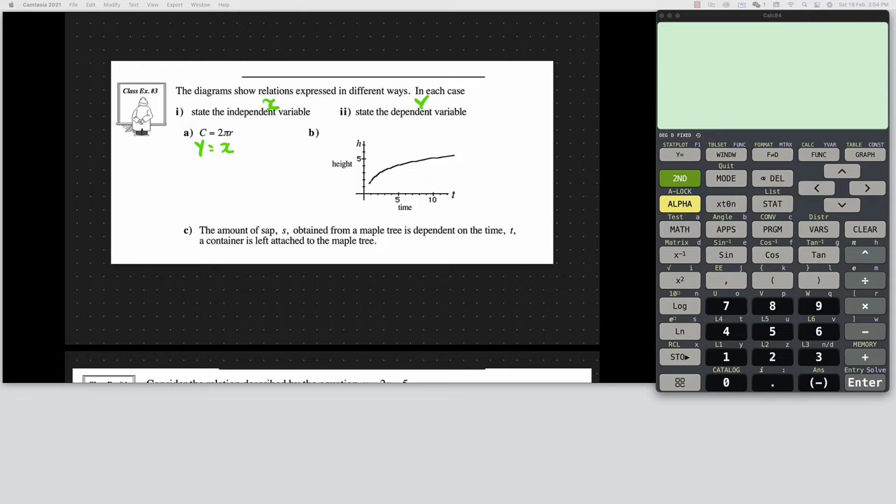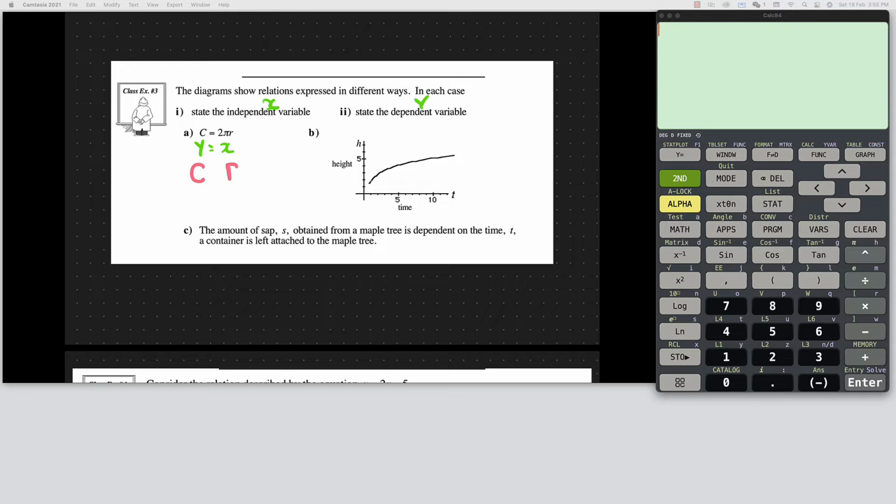Now notice that we've got this variable which is pi, and that even though that's a variable, it's a constant that represents 3.14. So what is our independent variable in example A? Well, that would be the R for radius. And what is the dependent variable? Well, that is going to be the C in this case for circumference.